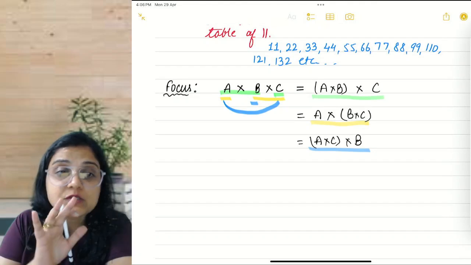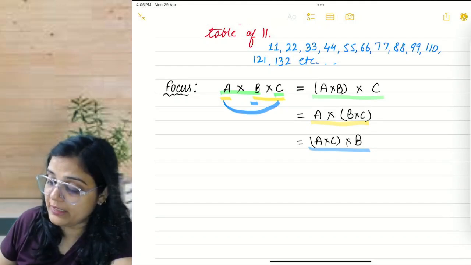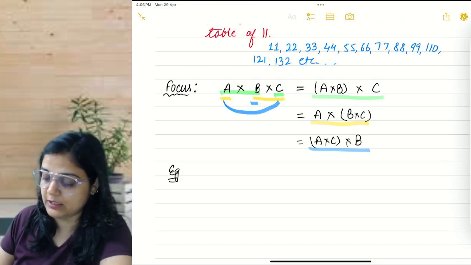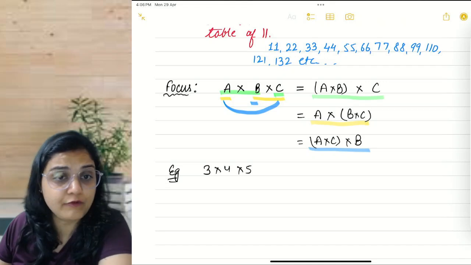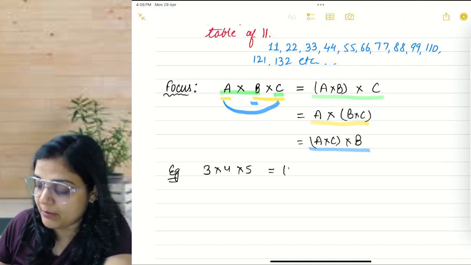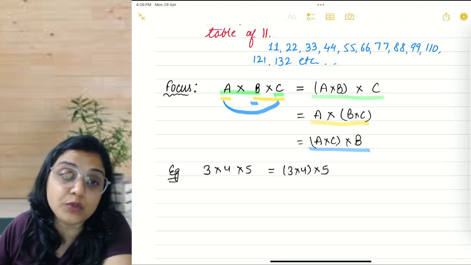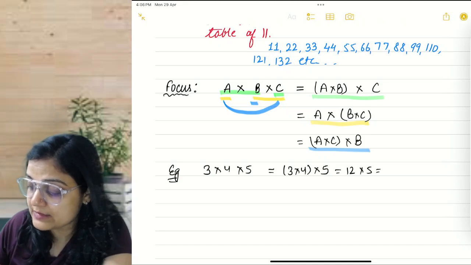Okay, I have not started with the trick yet. I'm just making a base for you. So let me show an example. Suppose I have three different numbers. I am taking 3 into 4 into 5. All right, I have to find the product. So in the first way, I am multiplying 3 and 4 first, and then I will multiply the answer with 5. So 3 4s are 12, 12 5s are 60.